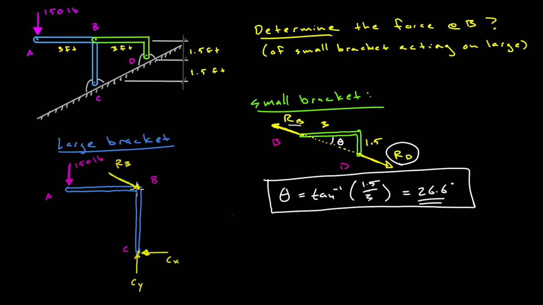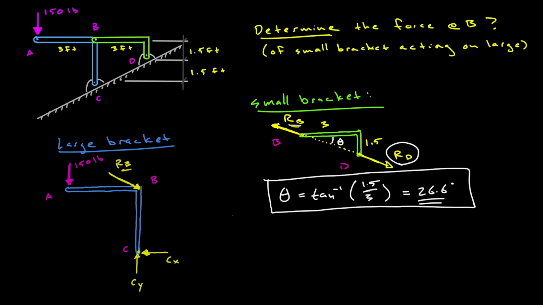On this bracket, this force represents the force applied to the blue bracket by the green bracket as we push down at point A with 150 pounds of force. So at point B, this RB should be equal and opposite to that at point B of the small bracket.